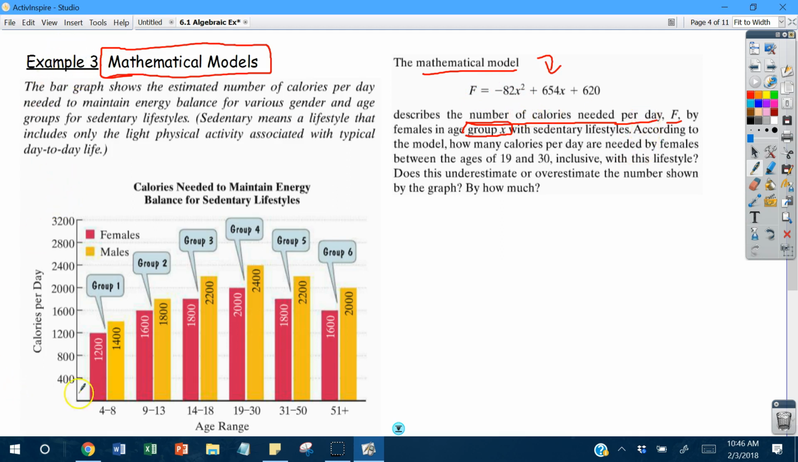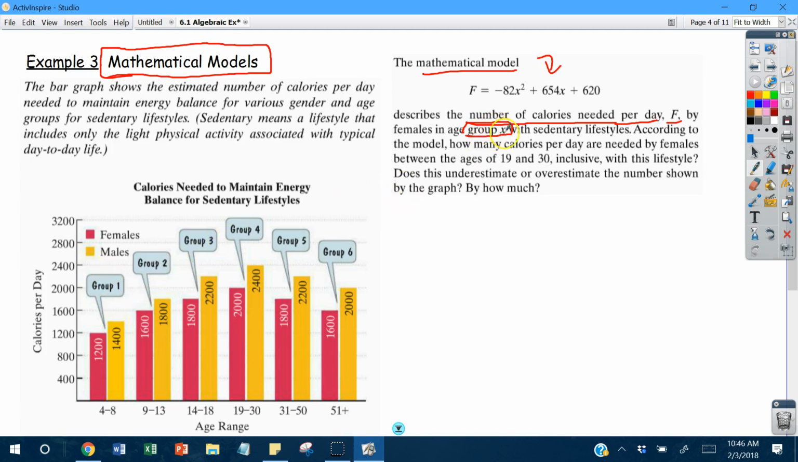Now, this bar graph has a lot more information than we need. It has a bunch of different age ranges. It has the number of calories you need per day. It also has the number of calories split up for males and females. So in this age range, the red bar is what females need and the yellow bar is what males need. But notice that our formula deals not with these age ranges, but with the group numbers. So group 1, group 2, group 3, group 4.